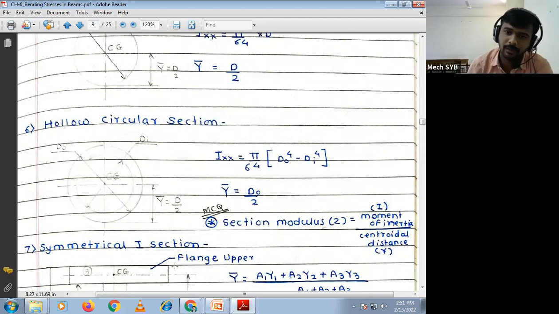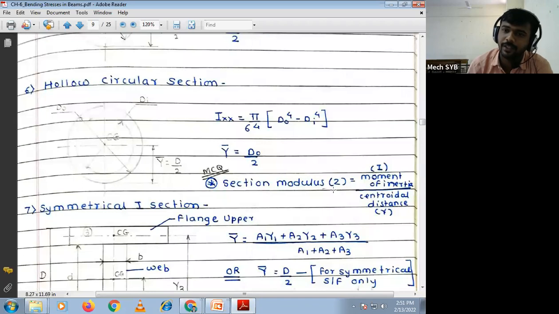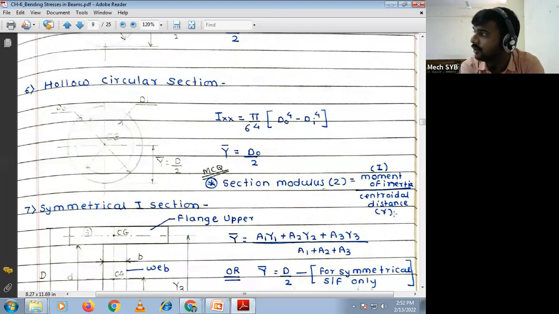And there I have written one definition. Section modulus Z is equal to... Write down this definition. Moment of inertia divided by centroidal distance. It is 101% one MCQ question will be there. Section modulus capital Z is equal to moment of inertia, in bracket capital I, divided by centroidal distance, that is capital Y. That is capital Z is equal to I upon Y.